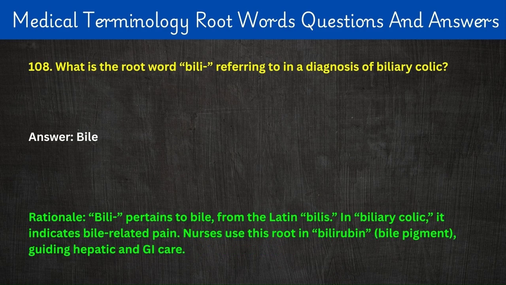108. What is the root word bili- referring to in a diagnosis of biliary colic? Answer: bile. Rationale: bili- pertains to bile, from the Latin bilis. In biliary colic, it indicates bile-related pain. Nurses use this root in bilirubin, bile pigment, guiding hepatic and GI care.